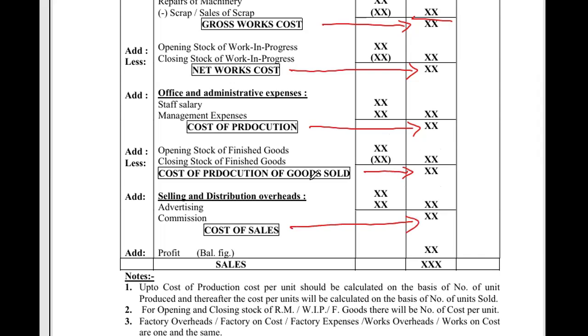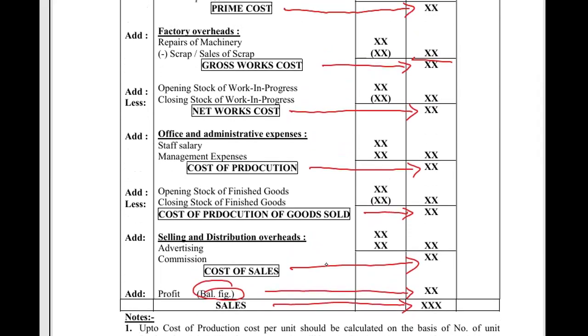To the cost of sales, the profit part is added. After that, we will get the sales. In some questions, the sales figure will be given. We'll find out the total cost, that is the cost of sales, and the profit figure will not be given. The profit figure will be the balancing figure. So these are the pieces of information.